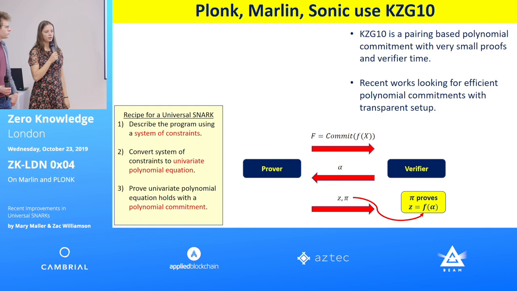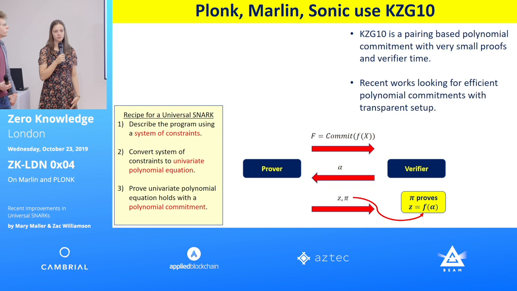Currently, Marlin, Plonk and Sonic are all using adaptations of the KZG10 scheme, which is pairing-based, and it is the reason why we are having to do a setup in the first place. And there have been recent works looking at getting rid of this setup by building polynomial commitment schemes which don't require setup.